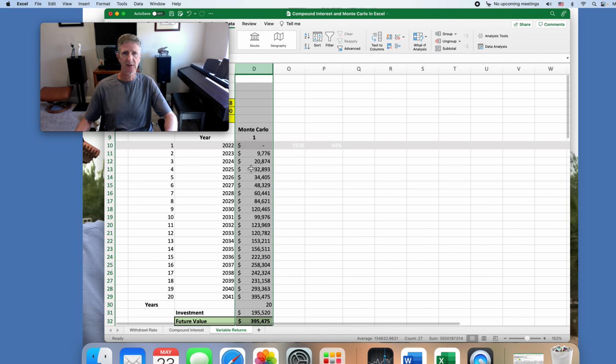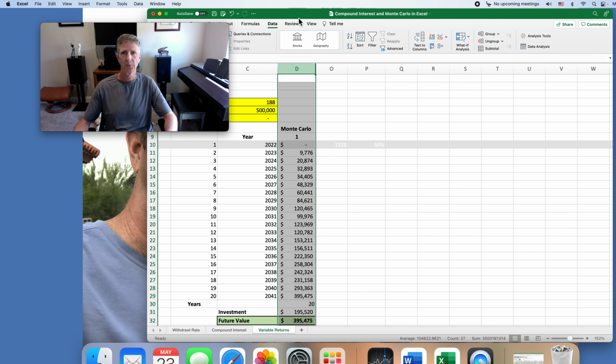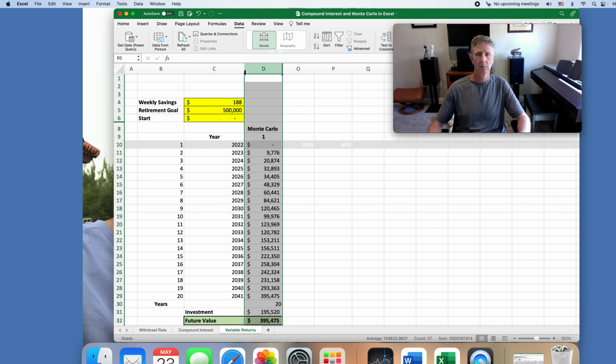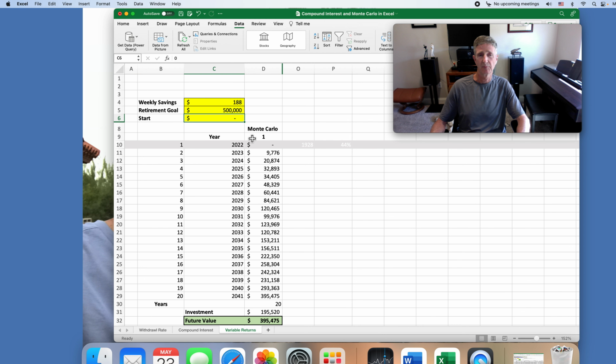So here's essentially the same table that we looked at a minute ago. I moved the $188 up here a little bit. Let's say we start with nothing. Of course, if we started with something, it would be better. We talked about that in the first video, and our goal is the same.